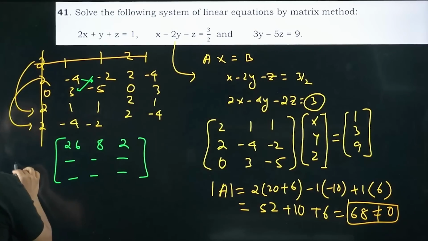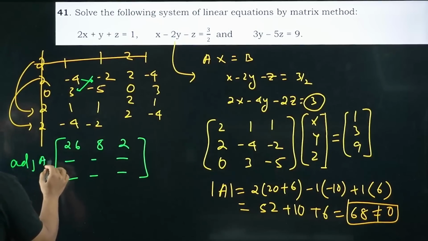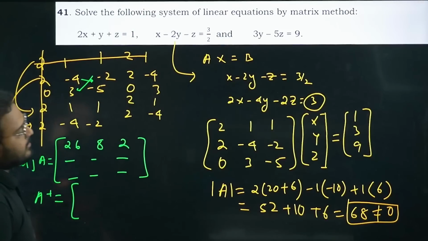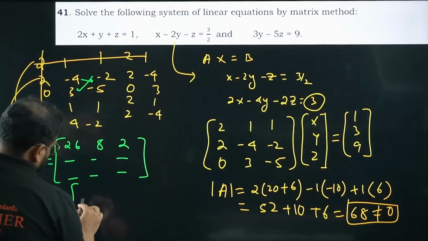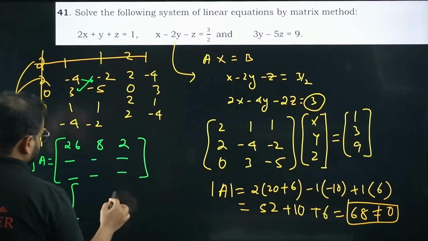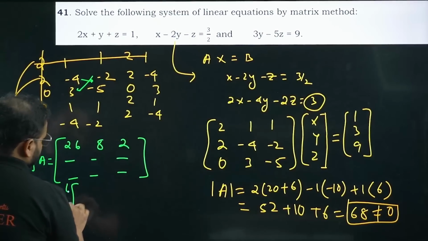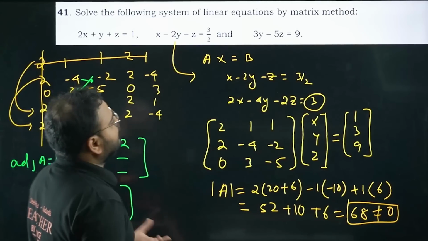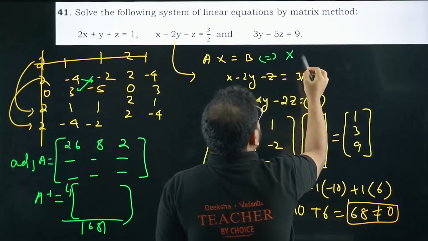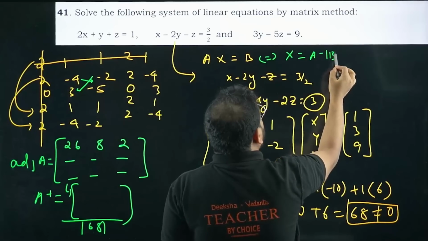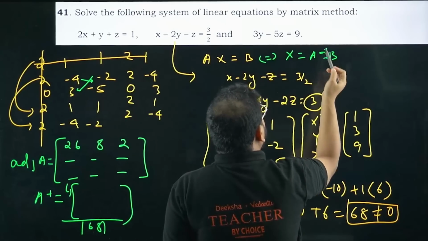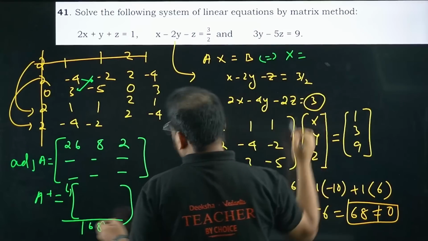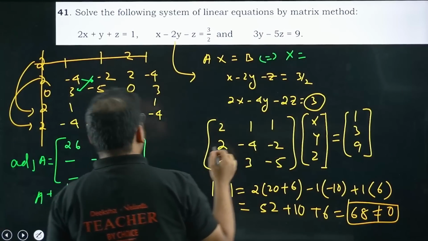This is going to be the adjoint of the matrix A, and A inverse will become, please check, this matrix, basically the adjoint of this matrix divided by 68, and then multiply simply this value. How do you solve it, sir? X equals A inverse times matrix B, sir. One second, that doesn't look right, I'll just change that. Yeah, A inverse of matrix B.